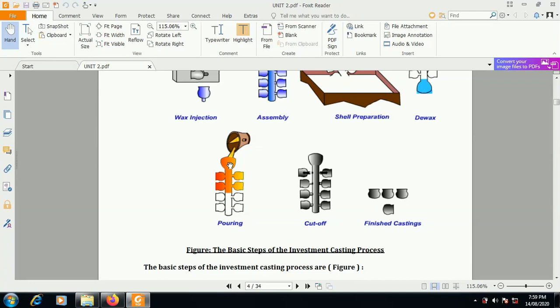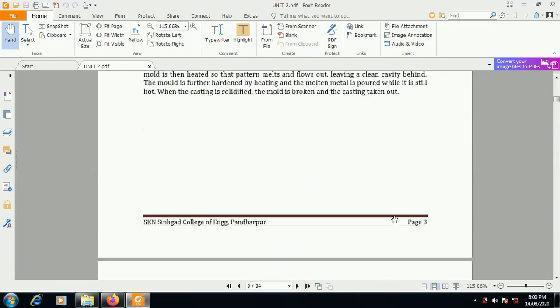Whatever covering of that investment material is there, or that mold cavity, is automatically broken down. Now after breaking that, we have to remove the gates. These are small gates attached to this common sprue, and we have to remove this casting, and it is used for further processing. This is the finished casting. No secondary machining is required. Very high quality surface finish and accuracy you will achieve by using this process.